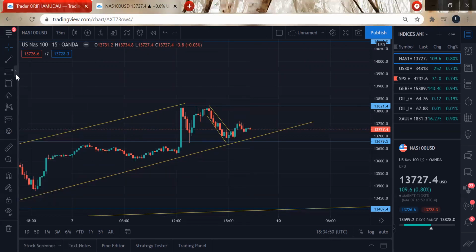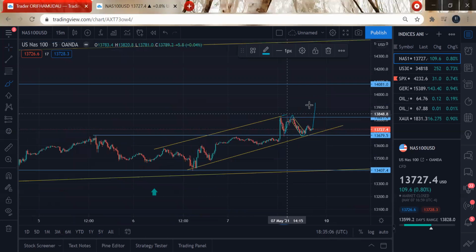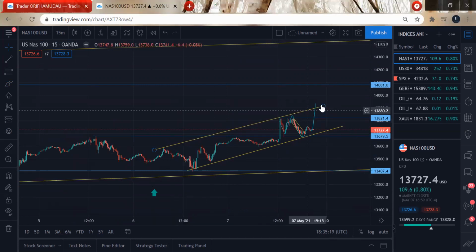So just get my tools, impulse, correction. I'm too fast, guys. Yeah. So that's basically what's going to happen. It's going to buy from here all the way to 13,900 something there.